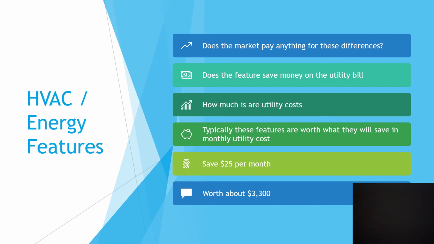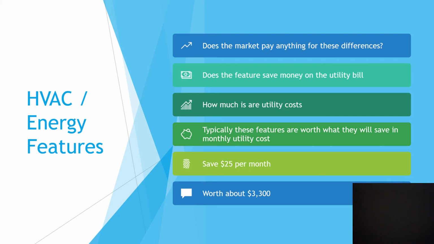Energy features associated with the home can have a significant impact on value, but many times the energy features may cost more than they will contribute to the overall value of the property. So the first question that we have to analyze is, does the improvement add anything to the overall value of the property? Will people pay for it?